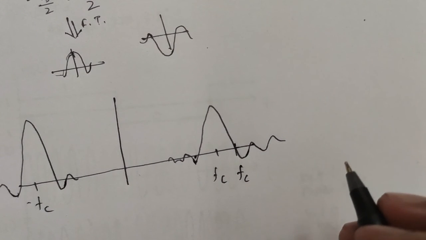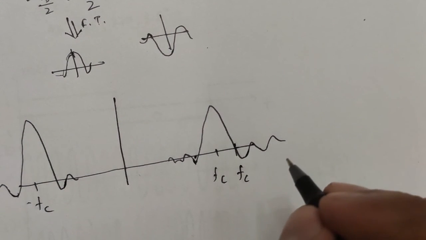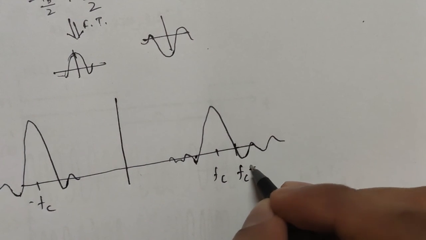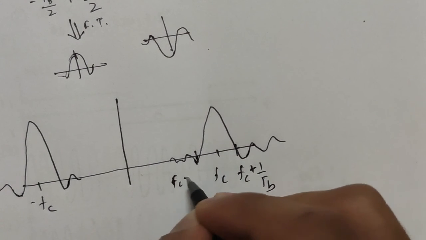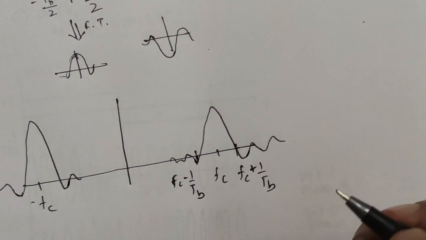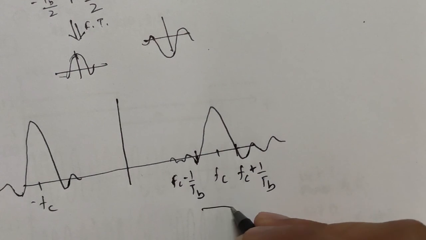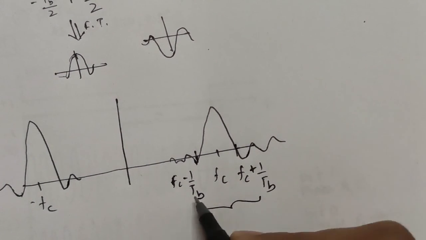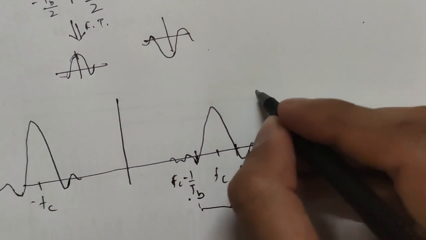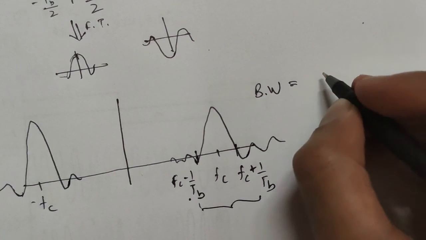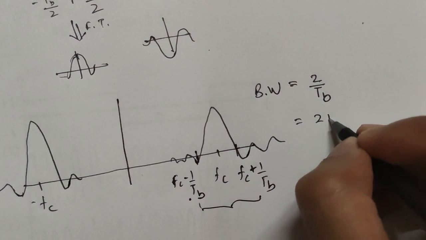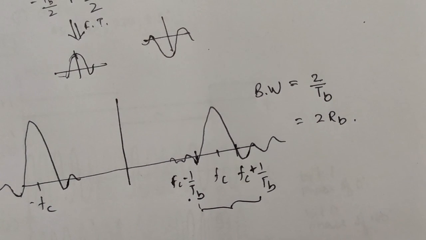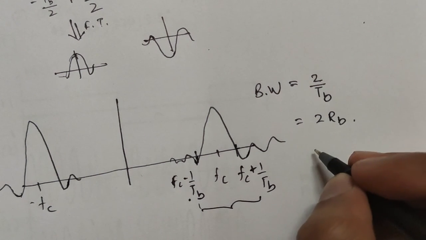We have our bit time period as TB. Therefore, our bit rate will be RB, that is 1 by TB. To get the bandwidth information, we take this positive part. This minus this will give us the bandwidth, and that will be 2 by TB, or 1 upon TB can be written as bit rate, so 2RB. Therefore, we can see the bandwidth requirement is double in BPSK.